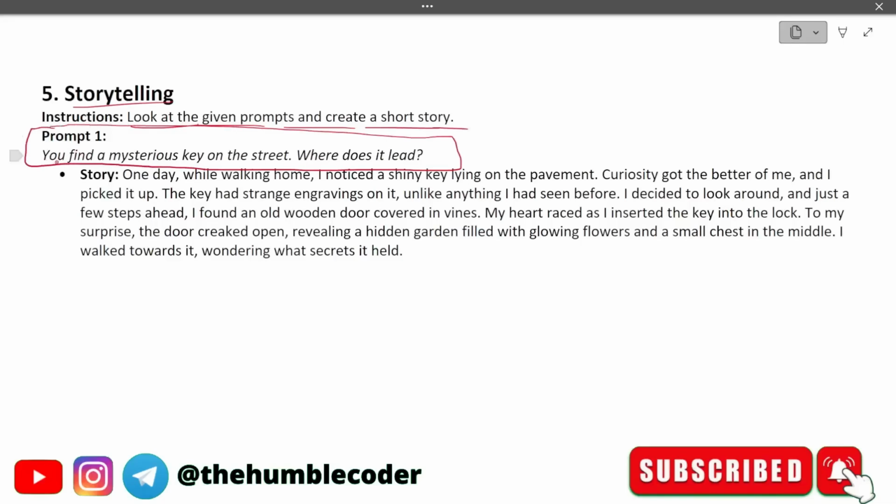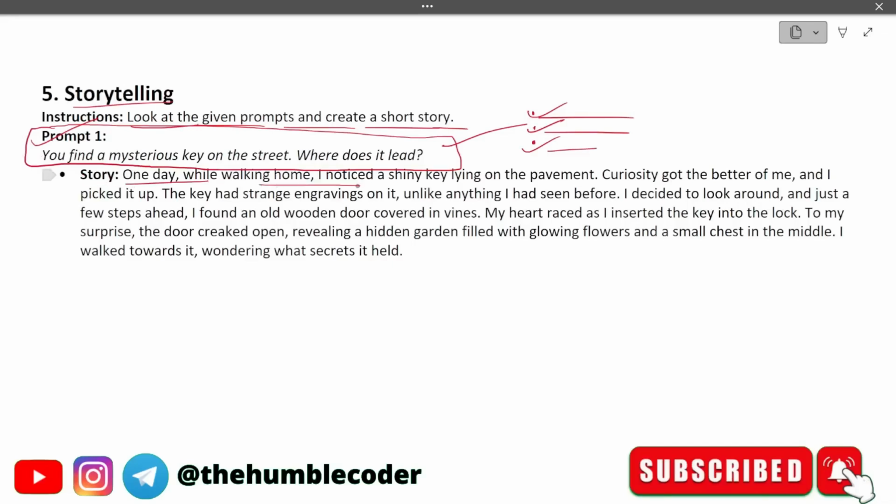So you will have a prompt that is, you find a mysterious key on the street. Where does it lead? Okay, now this is your prompt. Sometimes you will get some points, like 1, 2, 3 points that will be helpful for you in creating your paragraphs. But other times you will just find this one statement, and based on this you yourself have to speak a paragraph. That is why I have not taken the hint sentences, because we are going to prepare the paragraph on our own. So just read your prompt and then prepare your paragraph by yourself. Let's see what our story is.